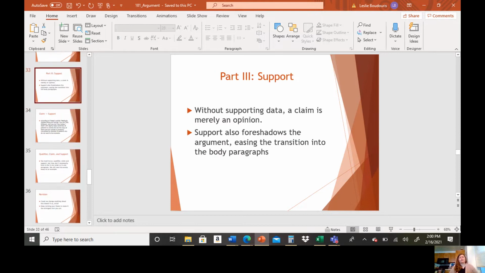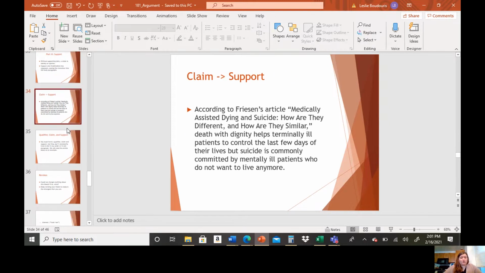And then you want to have some support. And in this particular example, the support actually is going before the qualifier and the claim, and it could go after, it could go before, you could go in the next paragraph, but it should be somewhere. So having a supporting detail that is foreshadowing the argument, supporting the argument, easing into transition to body paragraphs or the thesis itself. And so, for example, in this essay she said, according to Friesen's article, "Medically Assisted Dying and Suicide: How Are They Different and How Are They Similar?" So that's in quotation marks, so it's the title of the article.